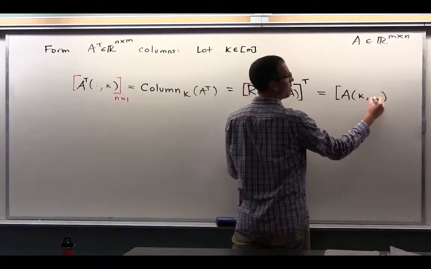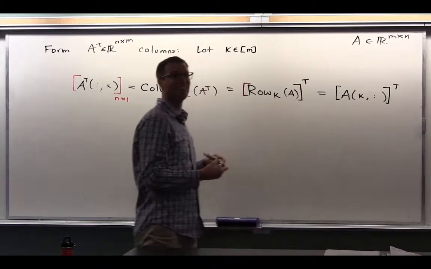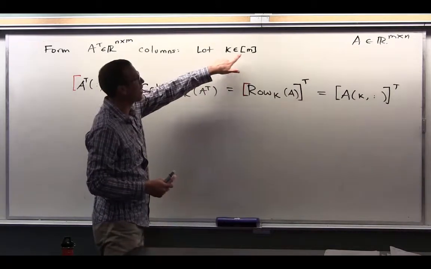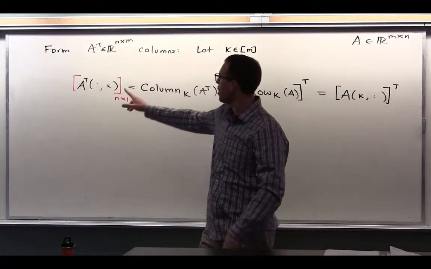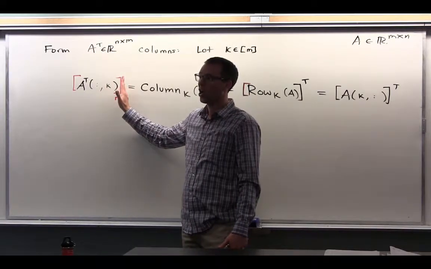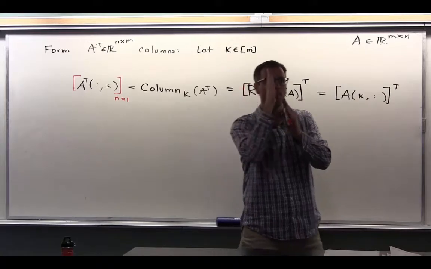K, comma, colon. Nice. And then transpose. Awesome. And that was for all k going from 1 to m. That constructed the transpose matrix by column, because we literally constructed it column by column.